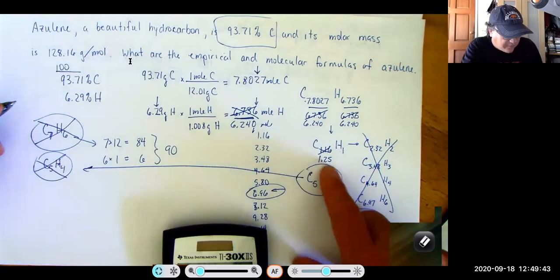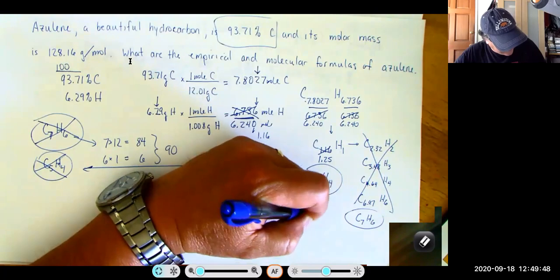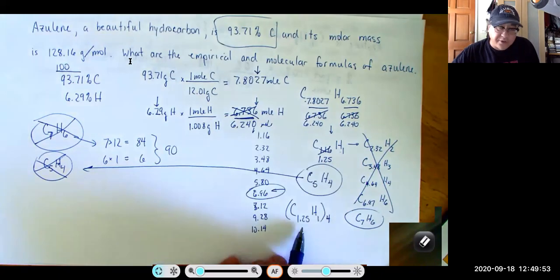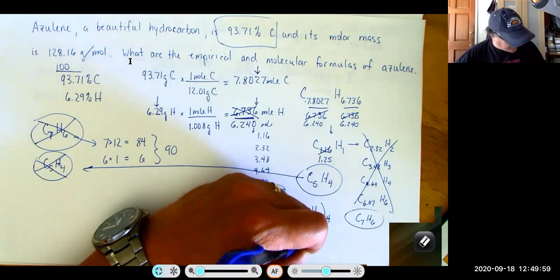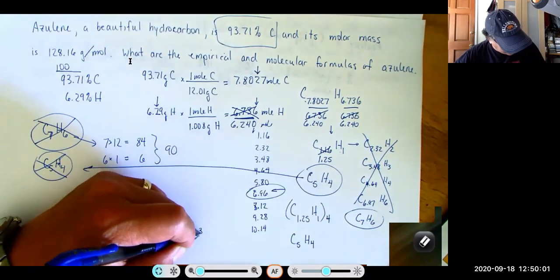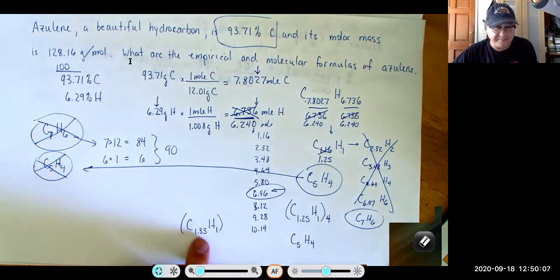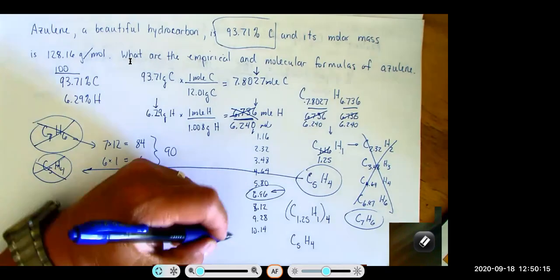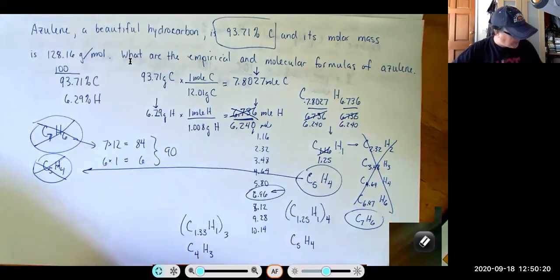So do you see why 4 works out? Basically, you're going to take this guy and we're going to multiply by something that will turn both of these into whole numbers. So if you had something like this, what would you multiply by? Three. Yep, and you get C4H3. Okay, so that's the way to think about that.